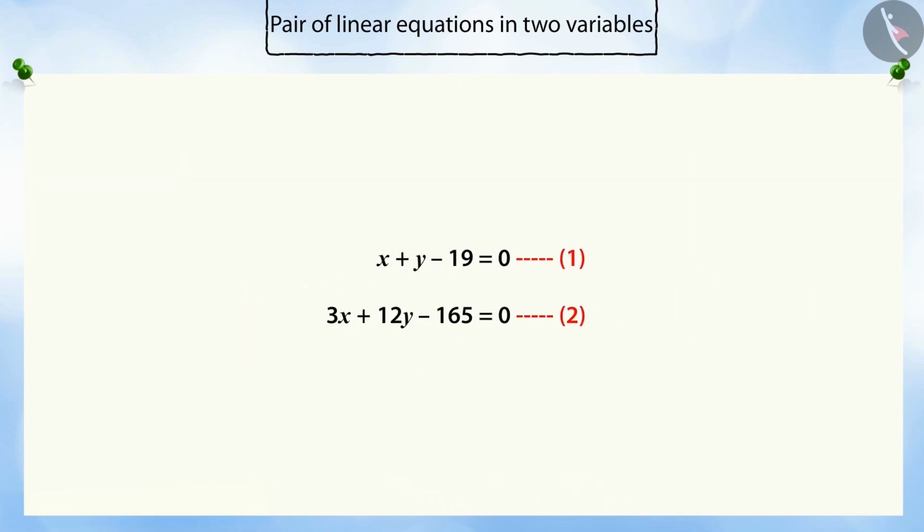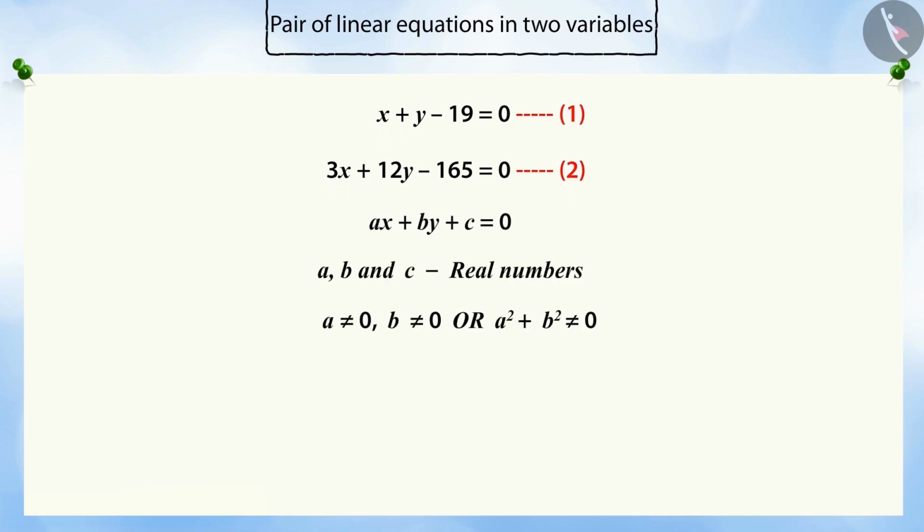When we put both the equations together, they give us the information on the expenditure made by Rahul. These two linear equations are in two variables, x and y. Such equations are called a pair of linear equations in two variables.